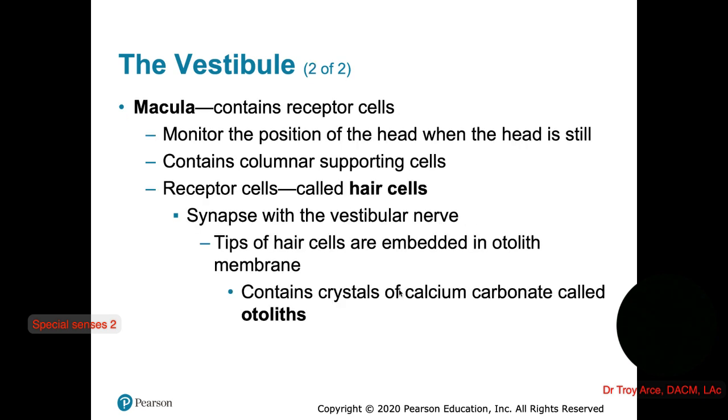Your macula contains receptor cells, and it monitors the position of the head when the head is still. So that's what it monitors, and it contains columnar supporting cells. The receptor cells, again, are called hair cells, and they synapse with the vestibular nerve. Tips of the hair cells are embedded in the otolith membrane, which contains crystals. This is important now. Crystals of calcium carbonate called otoliths.